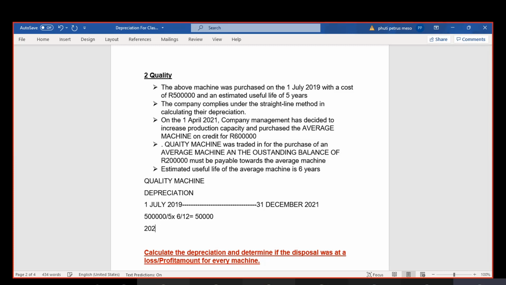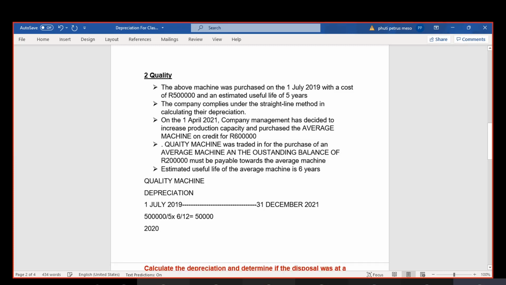Can we move on to 2020 now? Would you like me to continue? Please. On the face of it, 2020 is a full year's worth of depreciation. What about the depreciation? 50,000. Come again, please. Is it 500,000? 500,000 divided by 5 years is 100,000. Sorry, 100,000, not 50,000. Apologies. Is it 100,000 rand here? Yes, it is, for the full year's depreciation cost. Okay, take me to 2021.